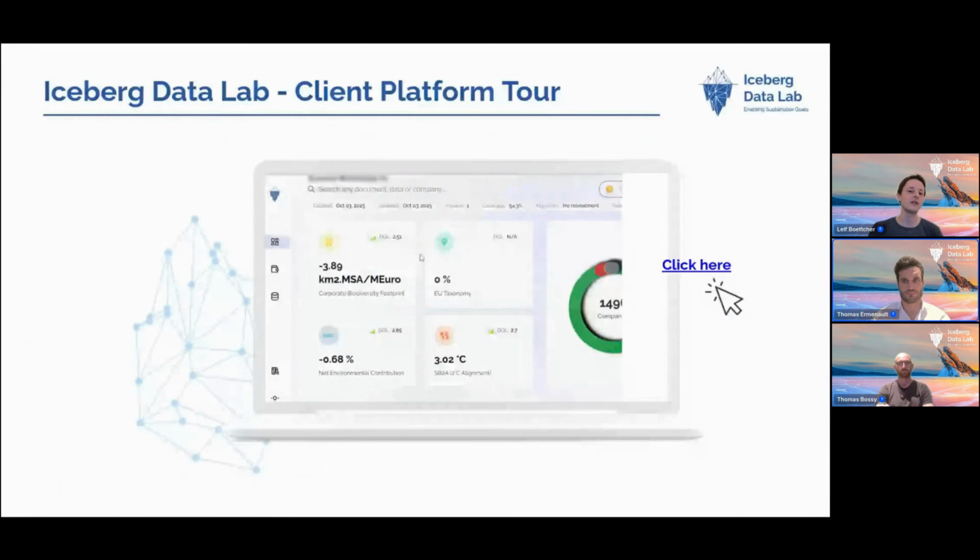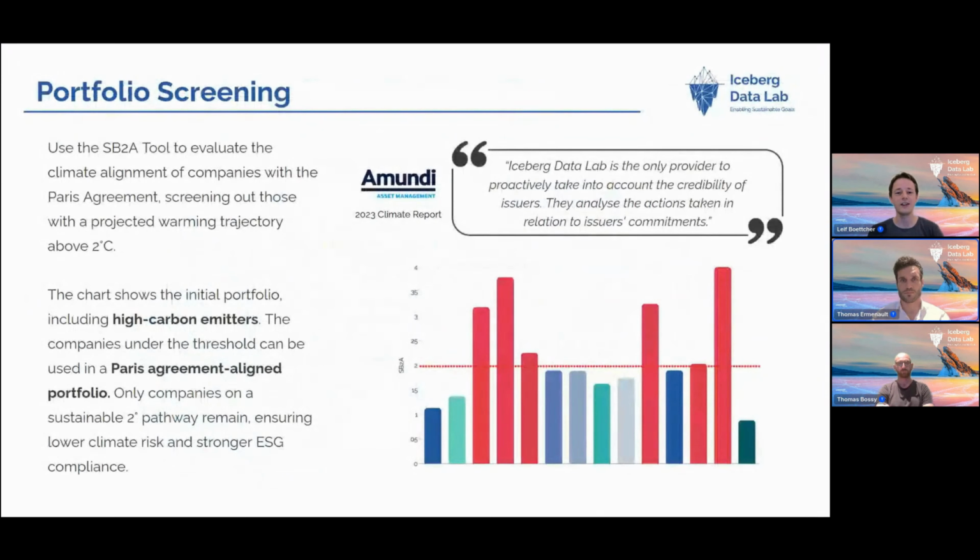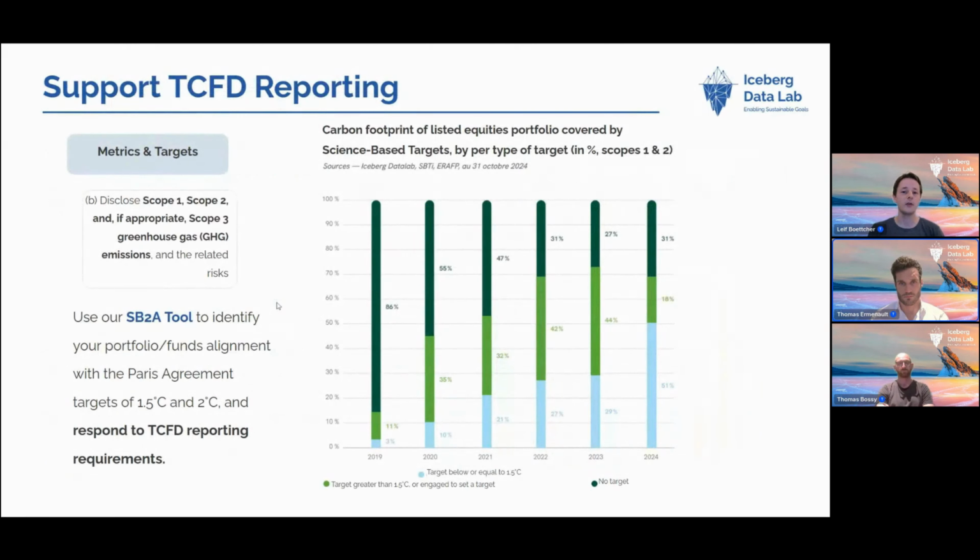And now the question is, okay, this seems very nice, but have people actually done that? And the answer, unfortunately, is yes. So one client of ours, Amundi, they have published their 2023 climate report with direct reference to the SB2A. That is one example. Another one is the ERAF, the French civil servant retirement pension fund.